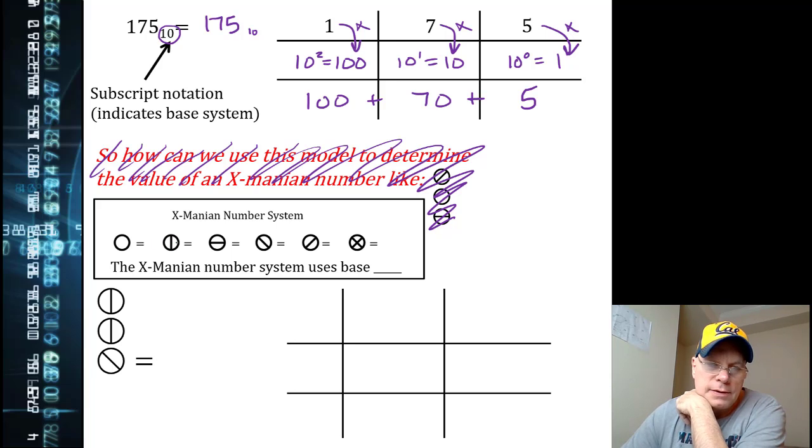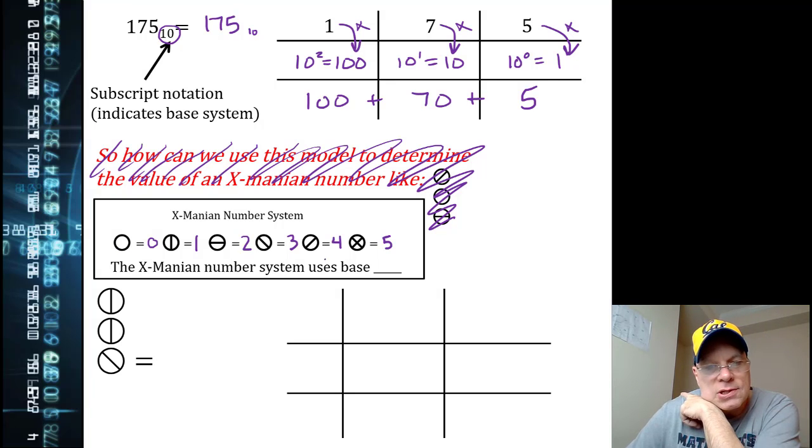We learned that this is X-Manian for 1. Kind of looks like a 1 inside the circle. This doesn't look anything like a 2, but this is the way they represent 2, a circle with a horizontal line. They have a diagonal line going left to right. That is their 3. Diagonal line going right to left. That is their 4. And the X is their 5. Their 0 looks very much like our 0. It's just a circle with nothing in it.